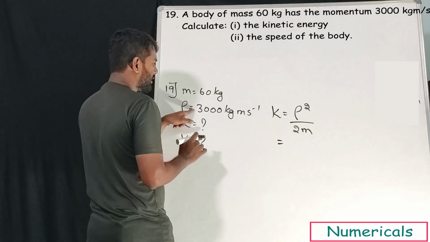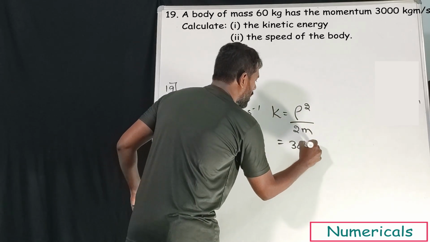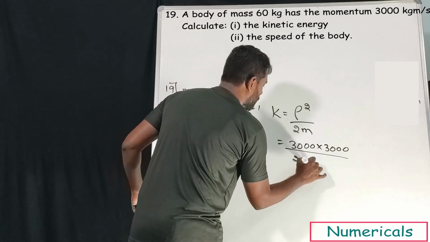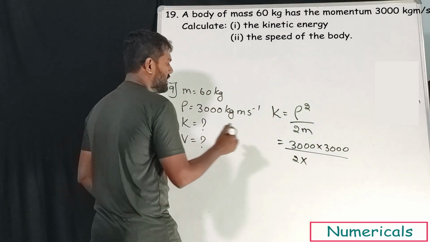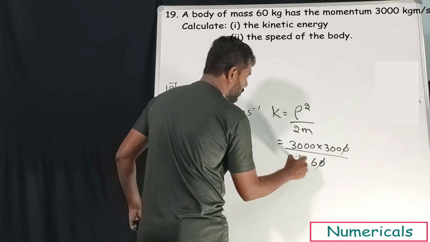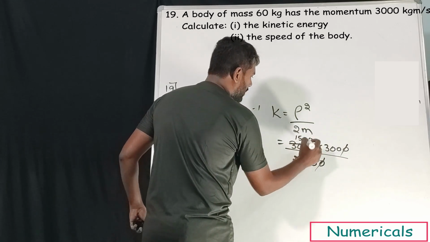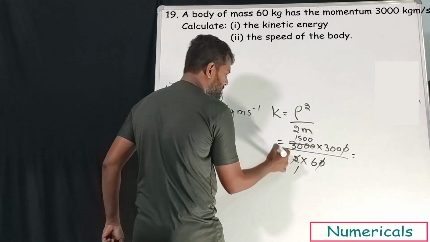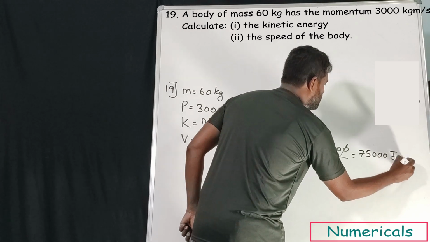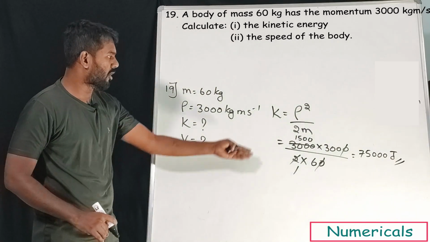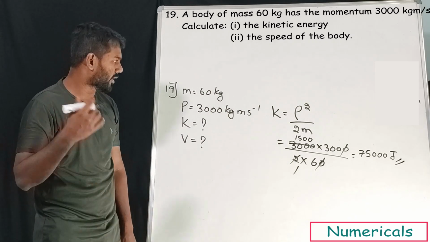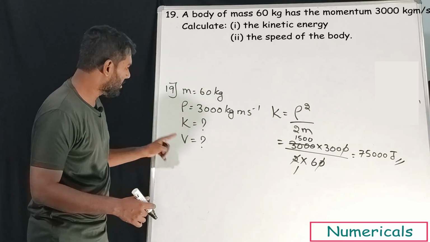P is nothing but momentum, that is 3000 into 3000 divided by 2 into what is the mass, that is 60. Correct. The zeros get cancelled. 2 ones are 2, this is 1500. Finally, when we solve all these things, we will get 75,000 joules. That's it. See how easy it is. Once we substitute the values, we will calculate the answer and get it. Now we'll find velocity.